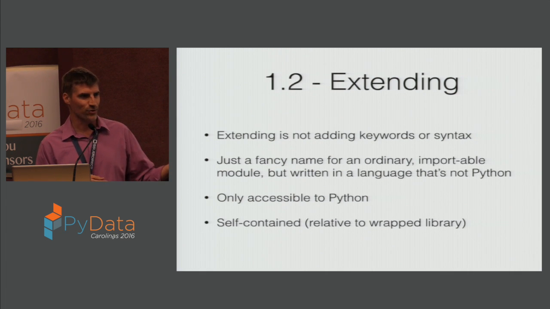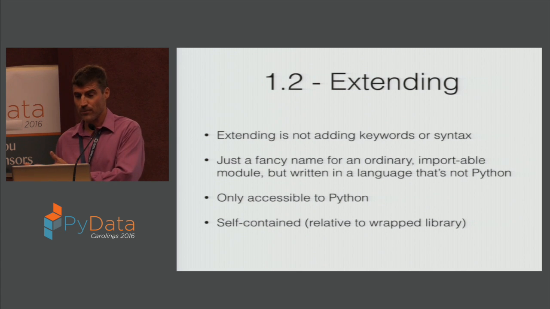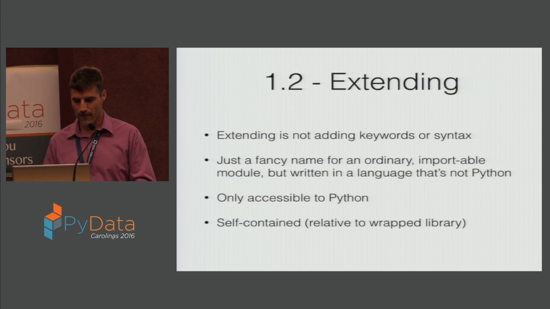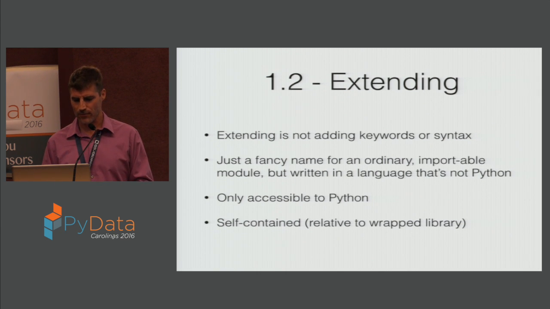You're just writing that module in a language that's not Python. So you're writing it in C, but after you get done, you build this module, you can import my module, and it'll look just like a Python written module. The main difference between this and wrapping is that generally this library is only going to be accessible to Python. It's not going to be accessible through C or C++ or whatever. There's some exceptions to that, but that's the general case.